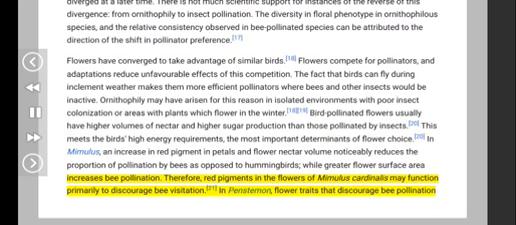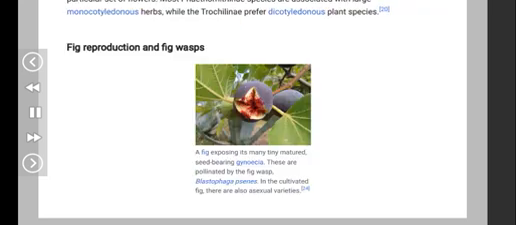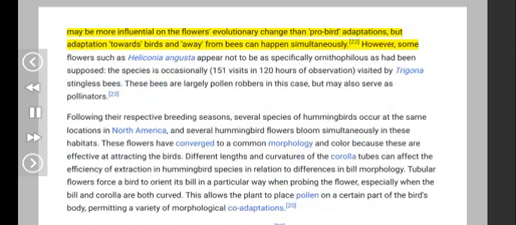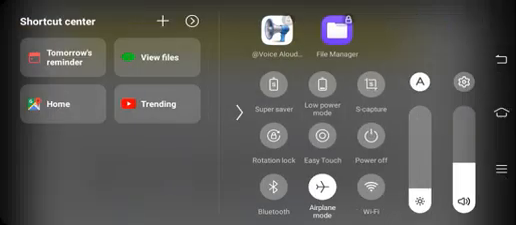Therefore, red pigments in the flowers of Mimulus cardinalis may function primarily to discourage bee visitation. In penstemon, flower traits that discourage bee pollination may be more influential on the flower's evolutionary change than pro-bird adaptations, but adaptation towards birds and away from bees can happen simultaneously.